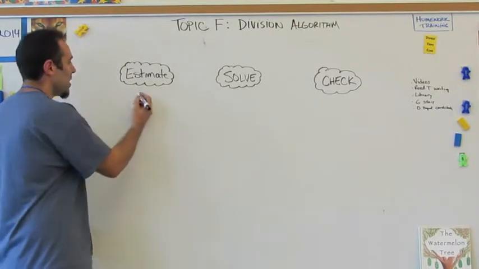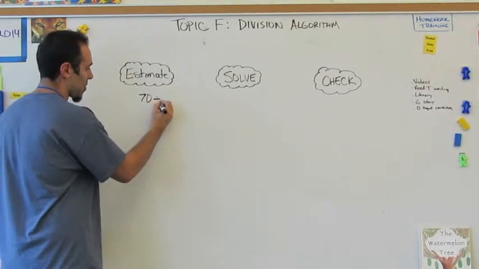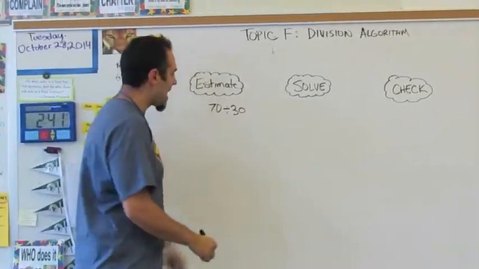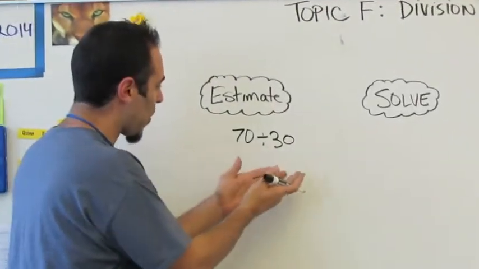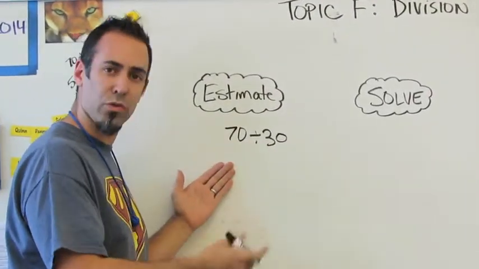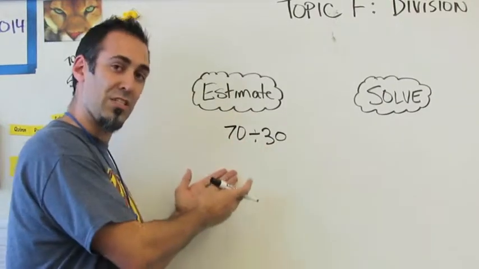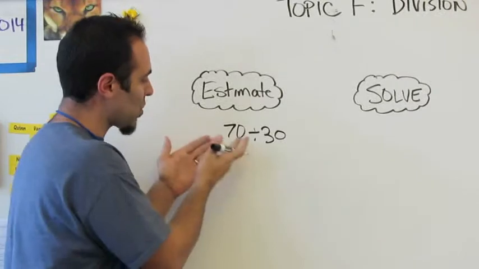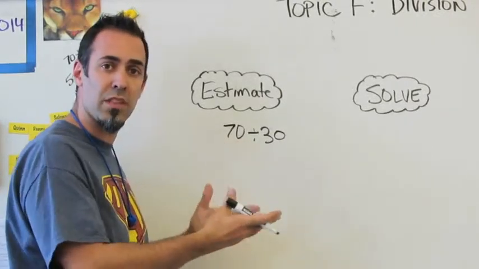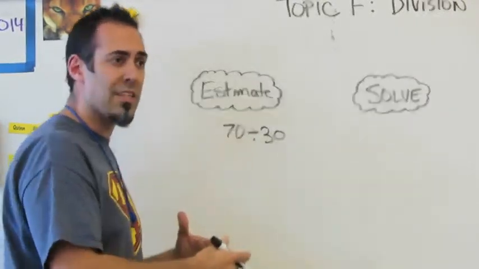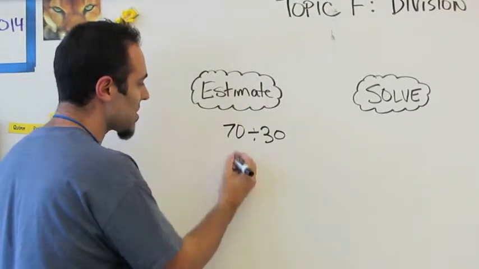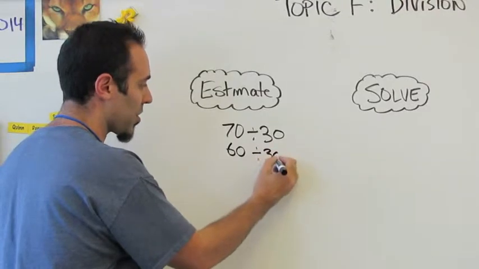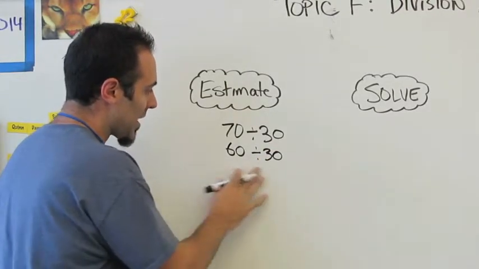But with a problem like 70 divided by 30, they're going to be looking at this divisor, 30. And using their math facts, they're going to be thinking about whether or not 70 is a multiple of 3, or if 7 in particular is divisible by 3. If it's not, they're going to round this up or down until they find something that is close and that is divisible by 3. So in this case, we would round 70 down to 60, and 60 divided by 30 is what we would make that.